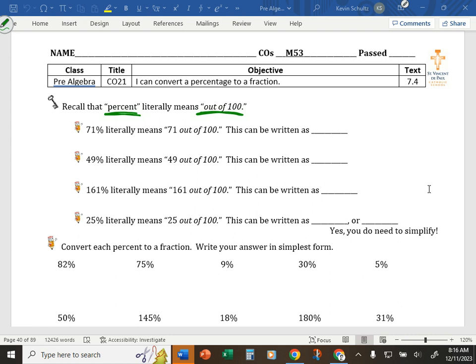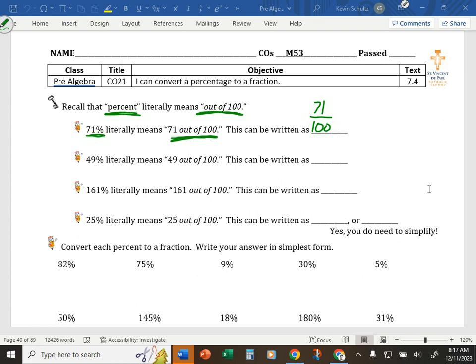But knowing that 71% literally means 71 out of 100, what is that going to be in the fraction? Aiden? 71 hundredths, right? 71 out of 100. We talked about when we were going from fraction to percentage that when that denominator is 100, whatever the numerator is, that's the percent. Same thing going the other way, right? 71% just makes 71 the numerator, 100 the denominator, and you're done.